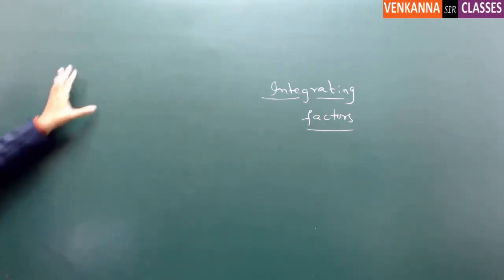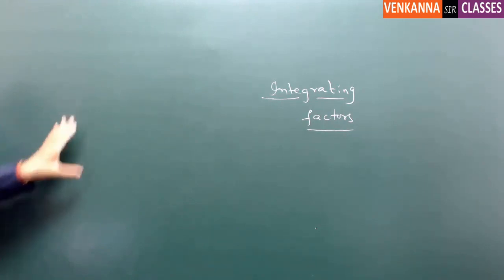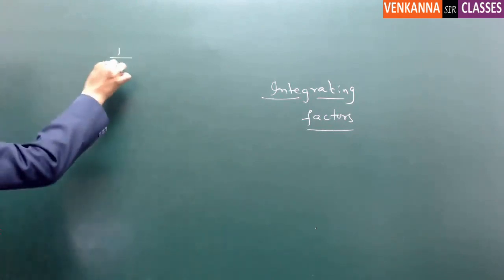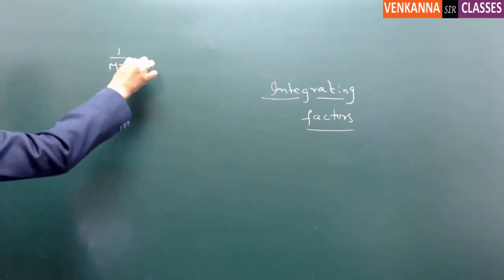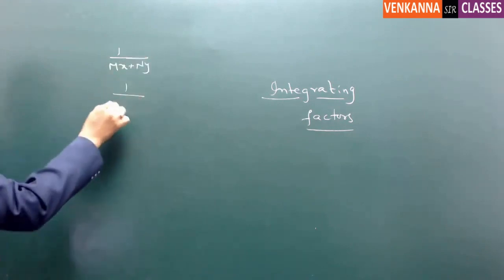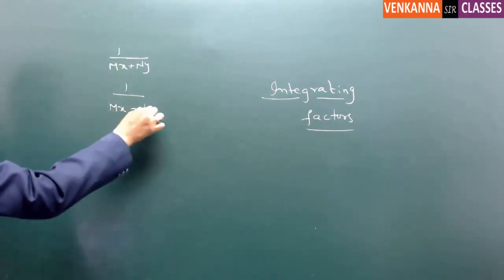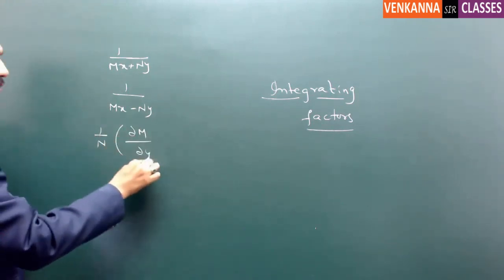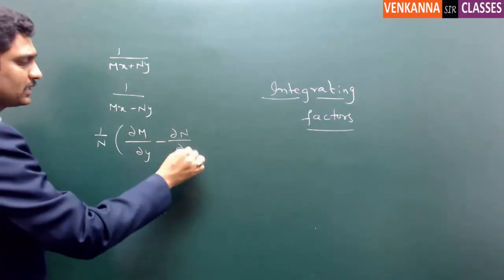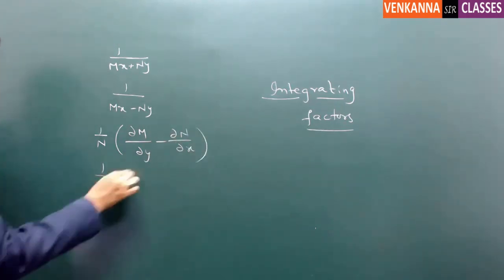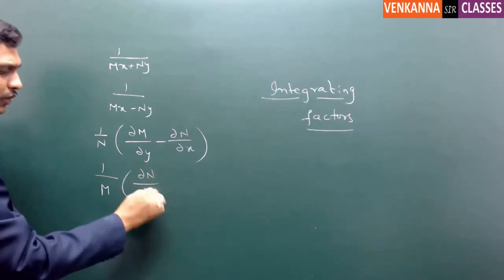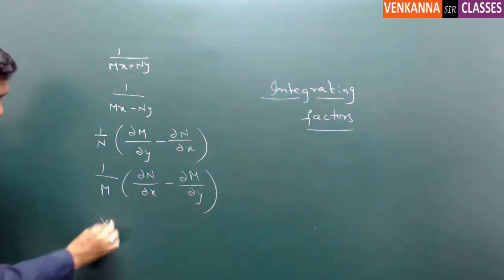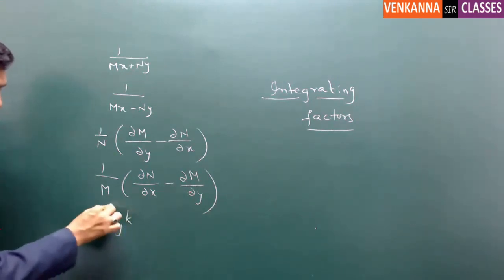Yesterday I have given 5 methods or formulae. Let me write them again. 1 by mx plus ny, 1 by mx minus ny, 1 by n into dou m by dou y minus dou n by dou x, 1 by n into dou n by dou x minus dou m by dou y, and finally x power h into y power k.